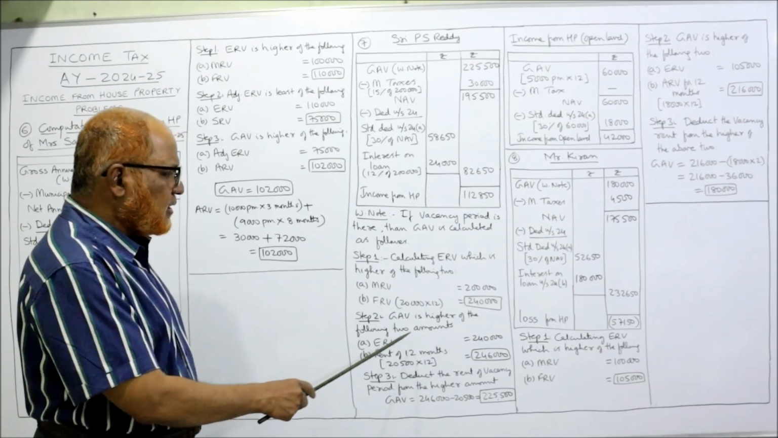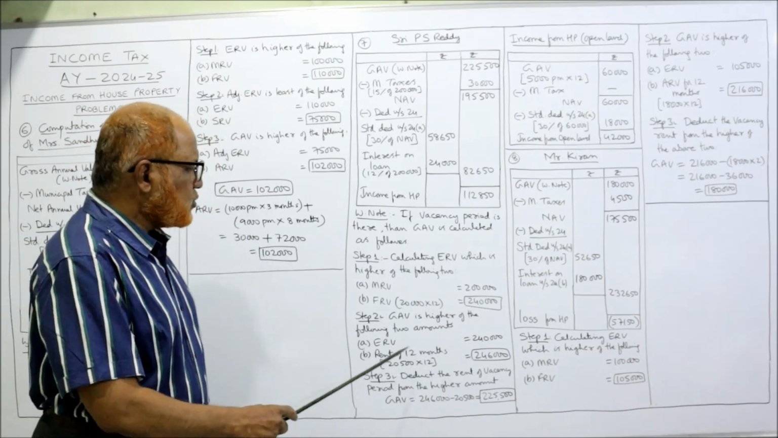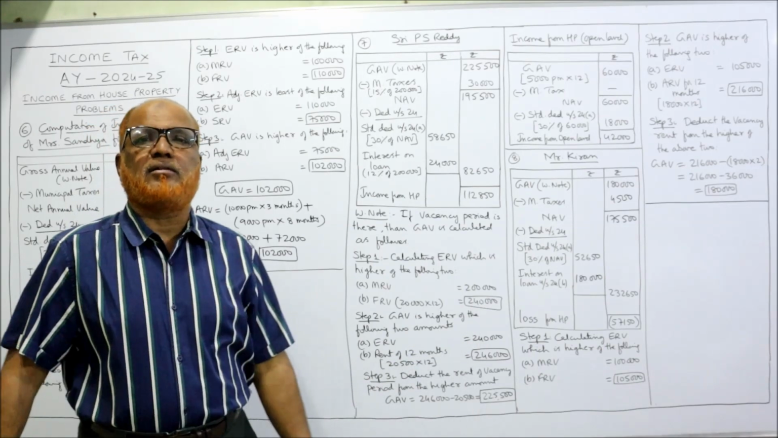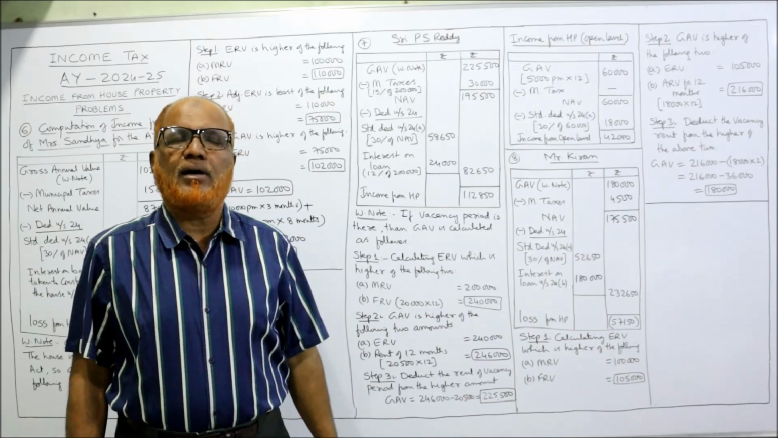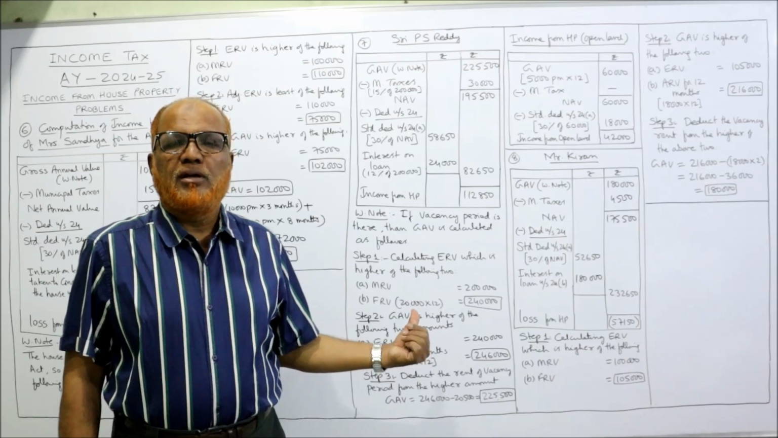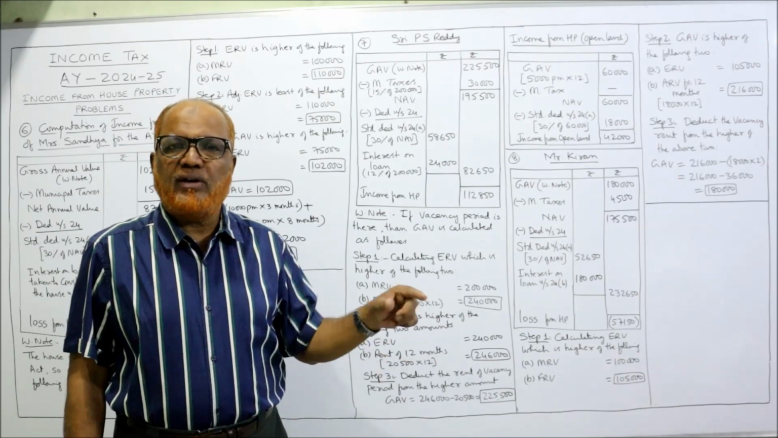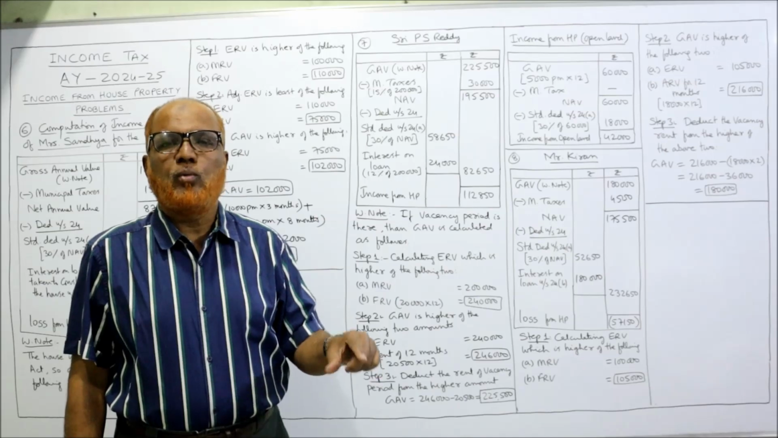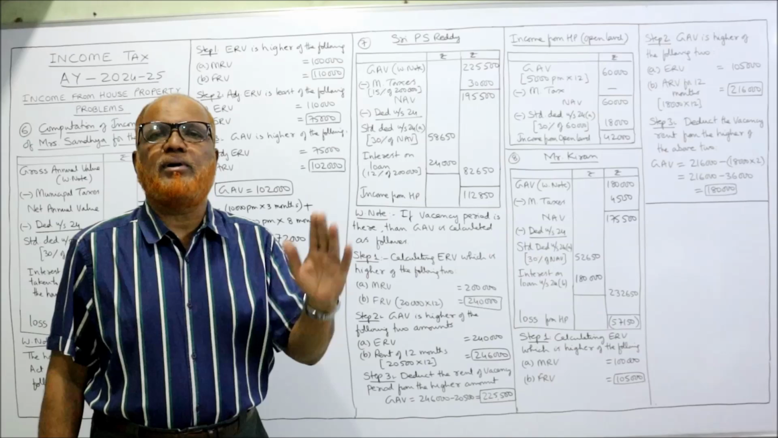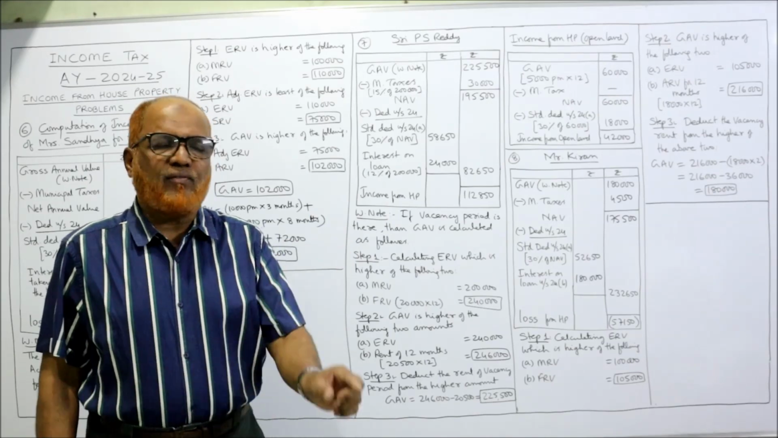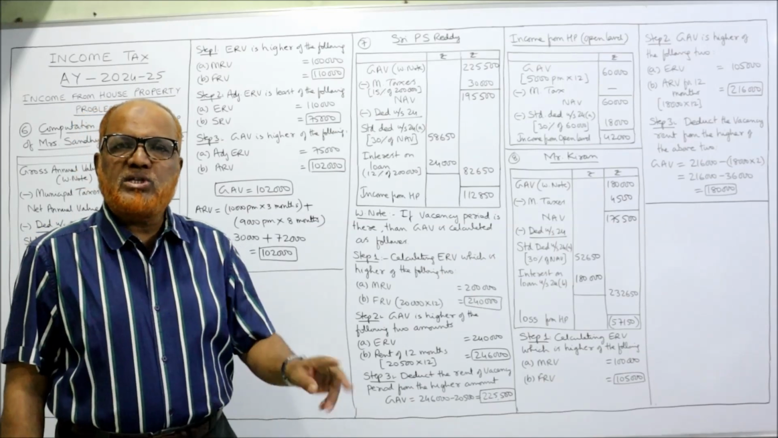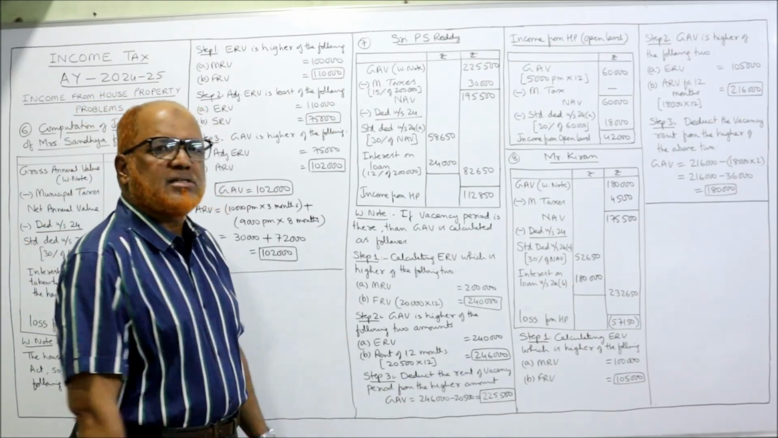Second, GAV is higher of the following 2 amounts. Now what are the 2 amounts? ERV 2,40,000 and the rent of 12 months, ignoring the vacant period. You have to remember, this is a new point, important point. So second step, GAV is higher of the following two. Which are the two? ERV and rent for 12 months. So 20,500 per month into 12, 2,46,000. Whichever is higher, that is 2,46,000.